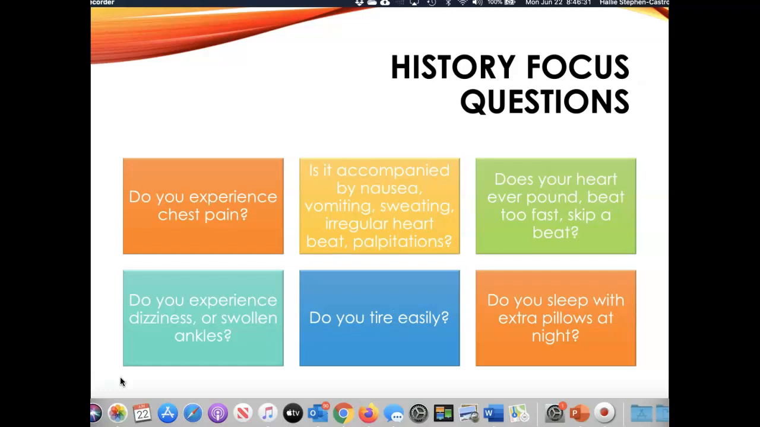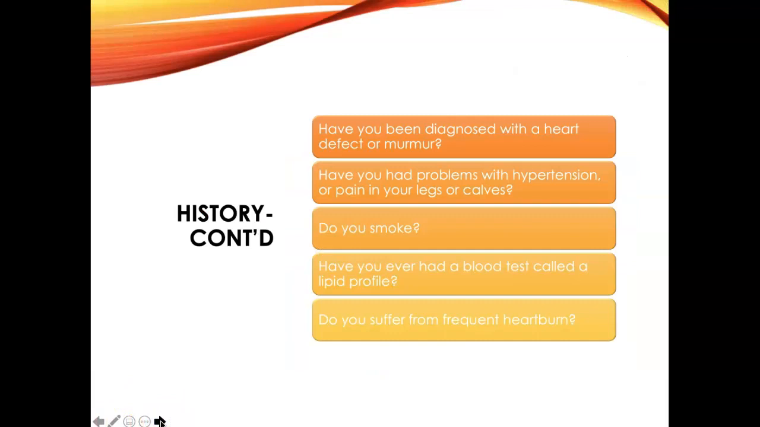All right. Other additional questions include, have you been diagnosed with a heart murmur or heart defect? We're going to talk about murmurs here. There's a slide a little bit later. Have you had any changes, problems with hypertension, or that's high blood pressure, or any pain in your calves or legs? Do you smoke? A smoking history is going to be across the board.